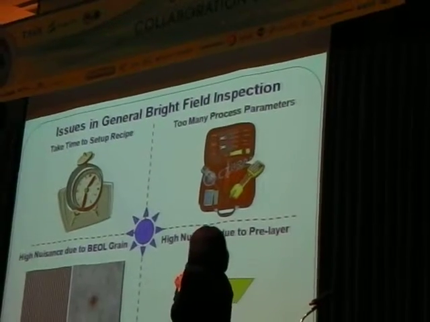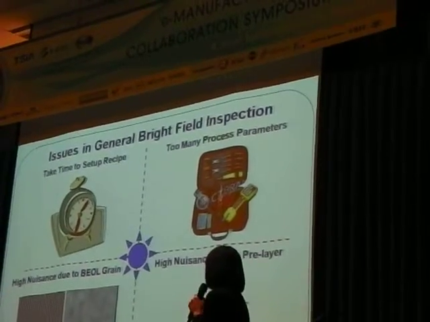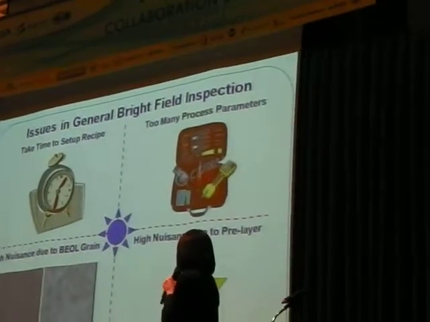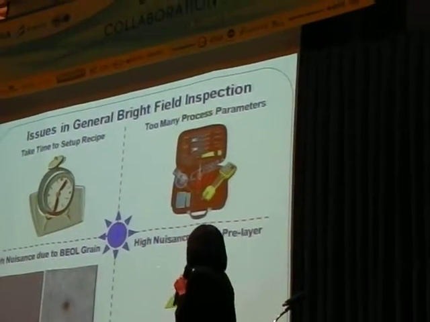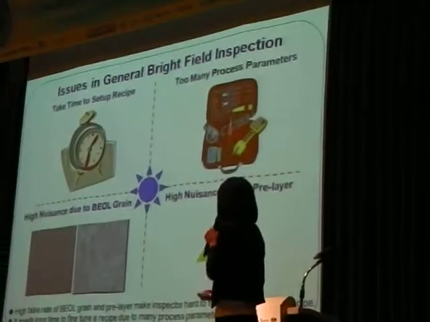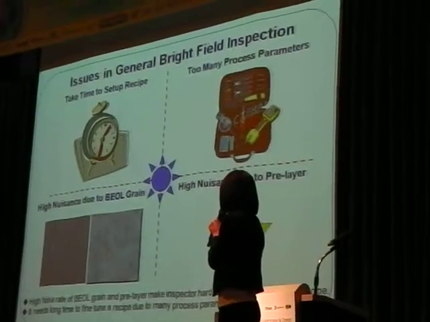First we will see the issue in general: wide field inspection has a high false rate on breaking point and relay. The inspection is hard to fine-tune to a feasible recipe, and it needs a long time to fine-tune the recipe due to many process parameters needed to optimize.